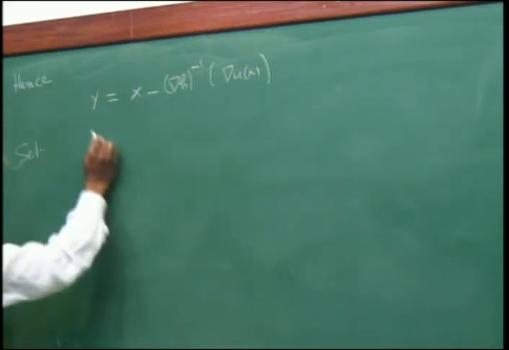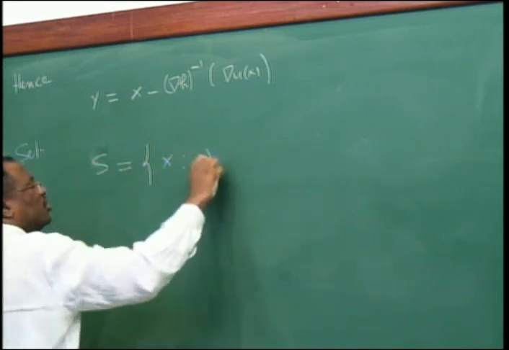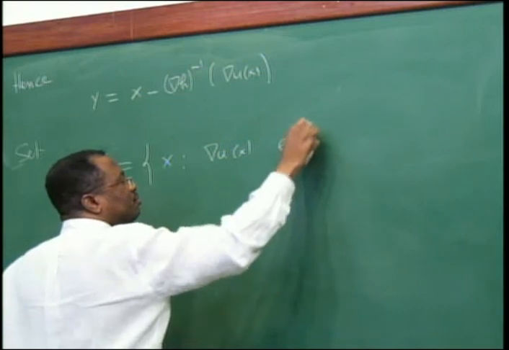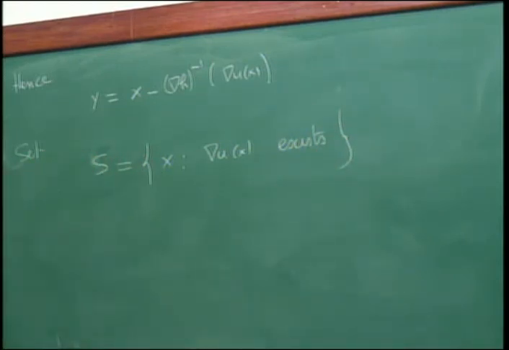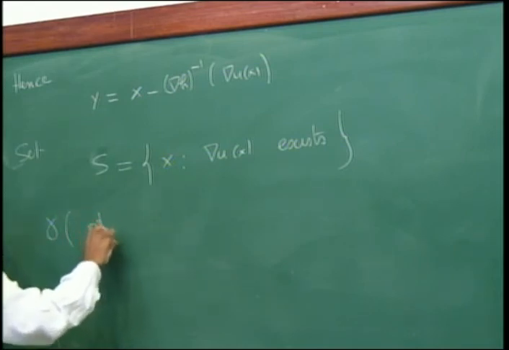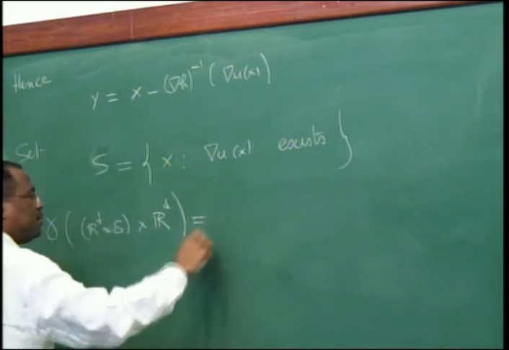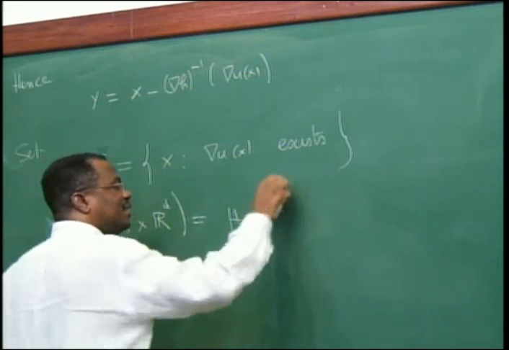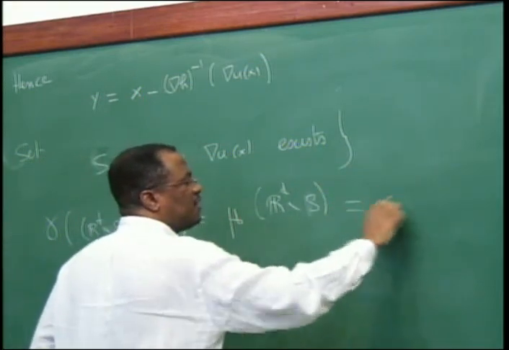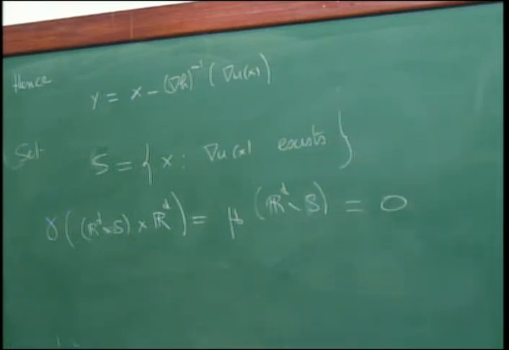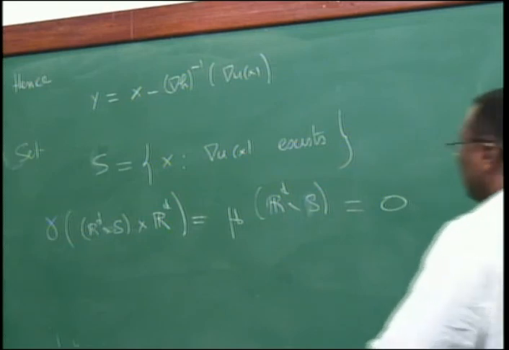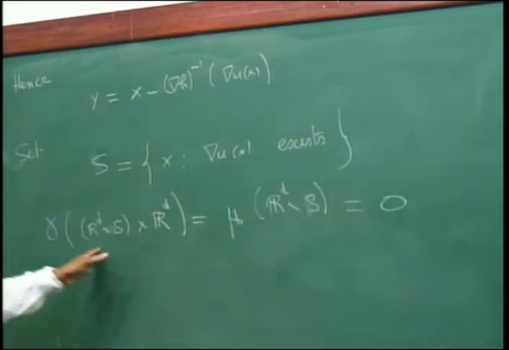Set S to be the set of x such that the gradient of u of x exists. If I write gamma of R^d minus S cross R^d, this is mu naught of R^d minus S. This is a set of 0 measure with respect to Lebesgue measure, but mu naught is absolutely continuous with respect to the Lebesgue measure. So that set is a set of 0 measure for gamma.